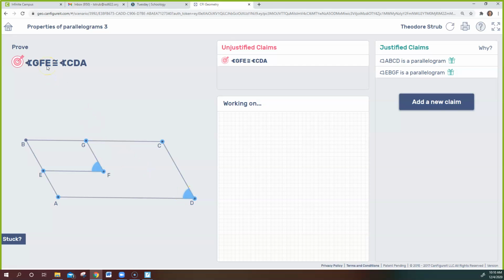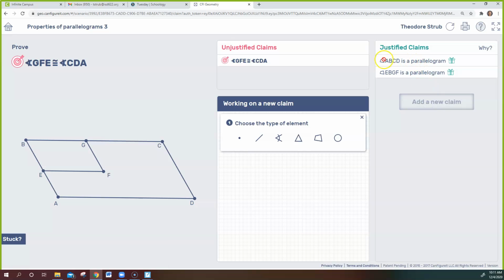Well, my only connection between the big parallelogram and the small one regarding angles is angle B. I know that because opposite angles are congruent in a parallelogram, angle B and angle F have to be congruent. And the same thing is true, angle B and angle D have to be congruent. So I know all of that before I even start because these are parallelograms. So here's what I'm going to do.